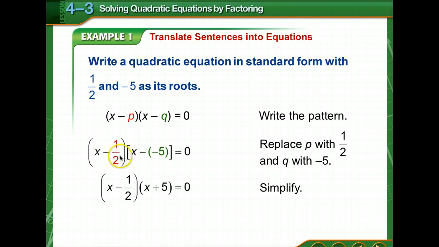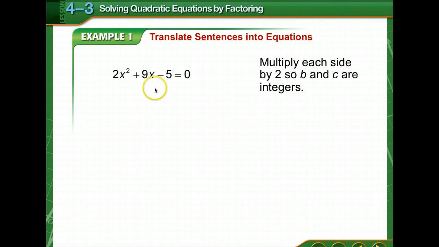So x minus 1/2 times x plus 5 equals 0 when we simplify, because we do not like having two different signs at the same time. When we use FOIL to multiply these out, we have x squared plus 9/2 x minus 5/2. So first, outer, inside, and last.